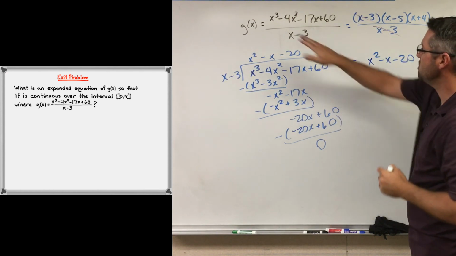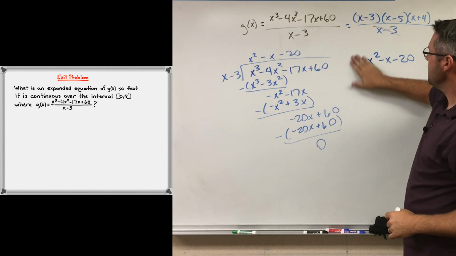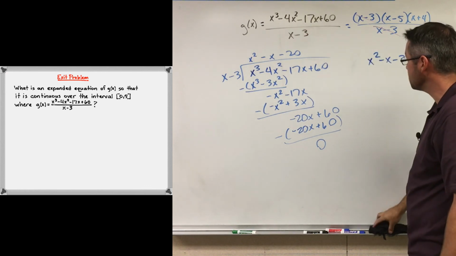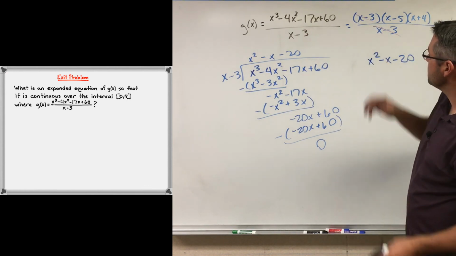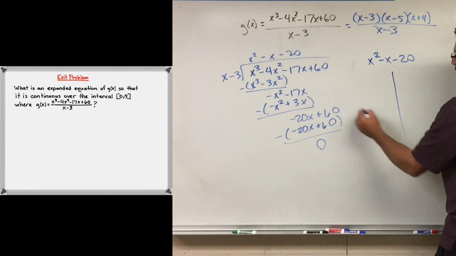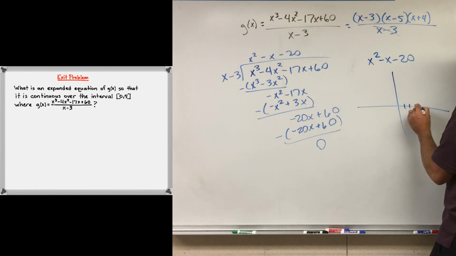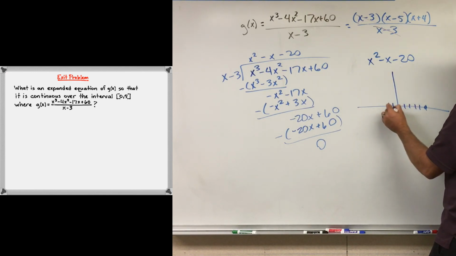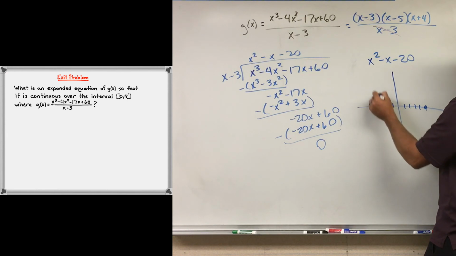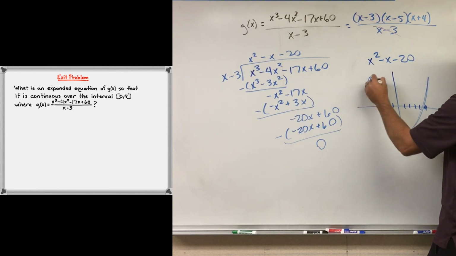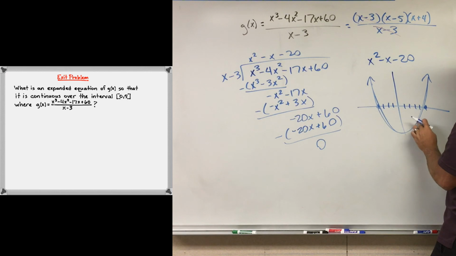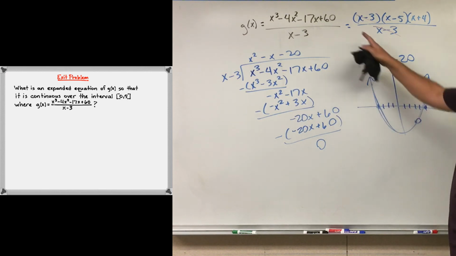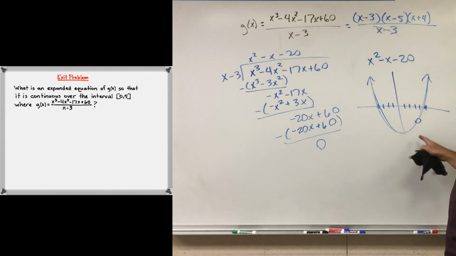Now that doesn't mean that g of x is actually equal to this. It is equal to it everywhere except x equals 3. We know that basically g of x is a parabola with an x-intercept of 5 and an x-intercept of negative 4, and it opens up. Okay? But we know that when x equals 3, we have a hole there. So that's what this graph, g of x, looks like. We have a hole.